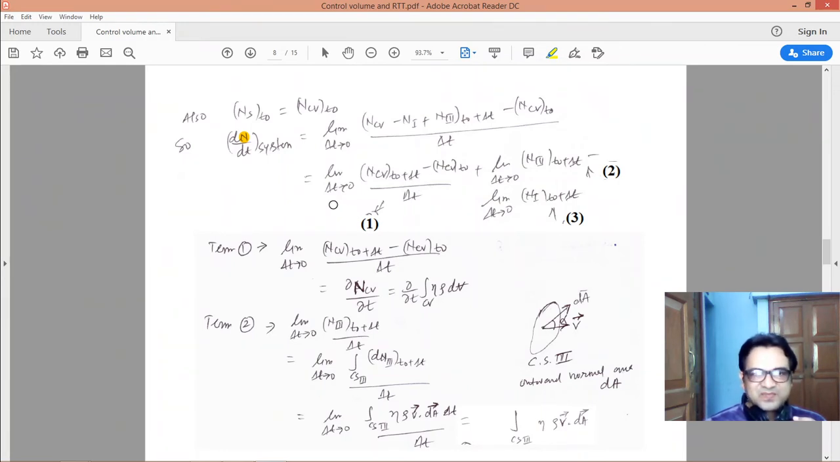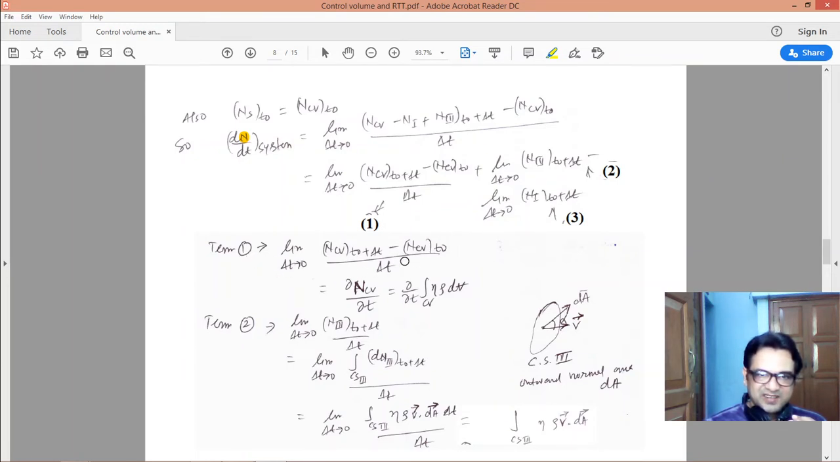So we will get the rate of change of any extensive property for the system is equal to limit delta t tends to 0 of N for the cv at t naught plus delta t minus N for cv at t naught divided by delta t, plus limit delta t tends to 0 N for region 3 at t naught plus delta t, minus limit delta t tends to 0 N for region 1 at t naught plus delta t. So we are getting three terms, the term 1, term 2 and term 3. So what is term 1?